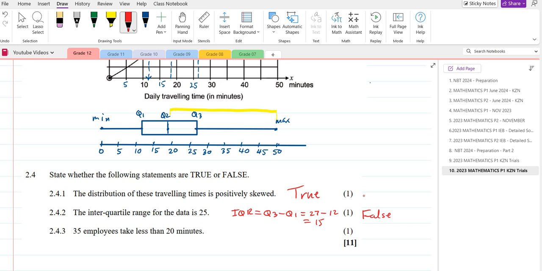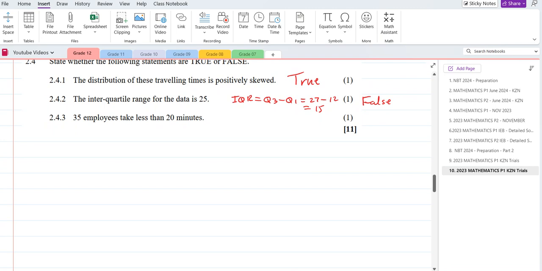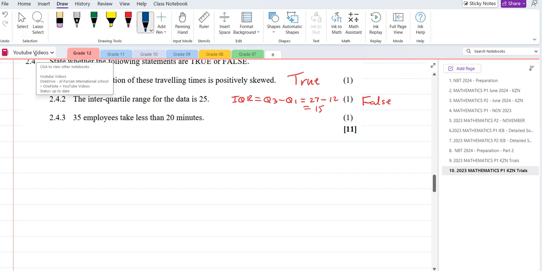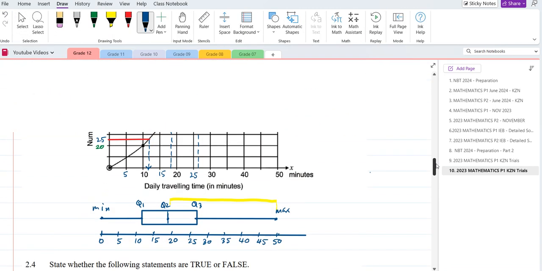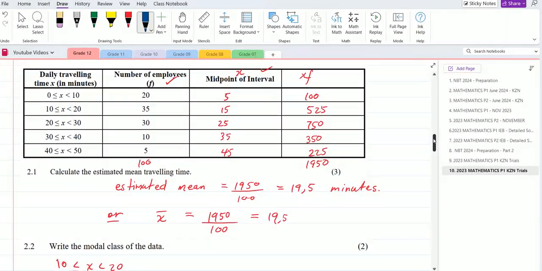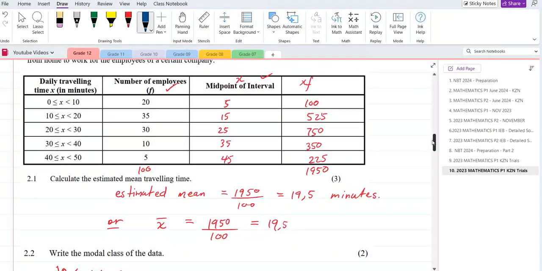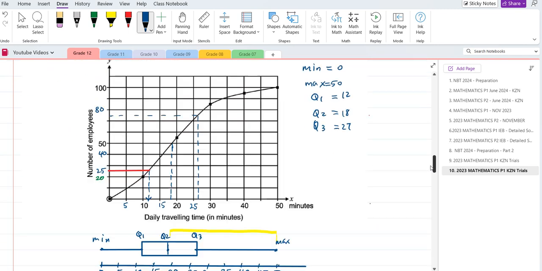Right? 35 employees take less than 20 minutes. To solve this problem, 35 employees takes less than 20 minutes. What we need to do here is, let's look at the data given. 35 employees takes less than 20 minutes, but they don't, because it's between 10 and 20. So this should be false.